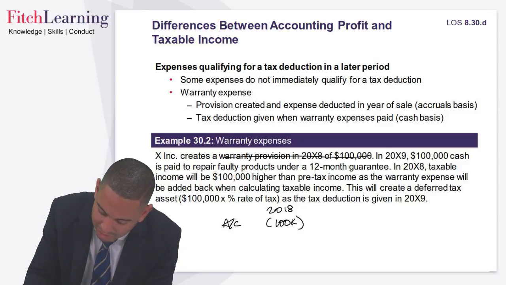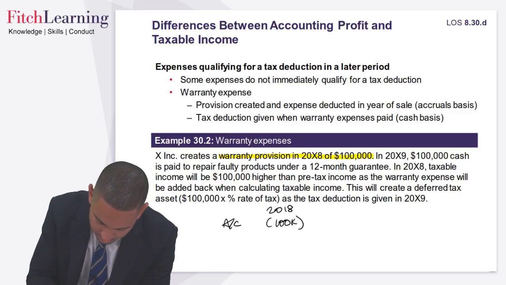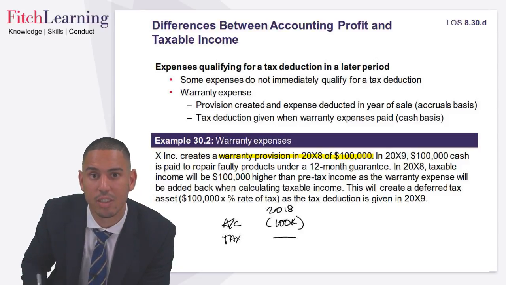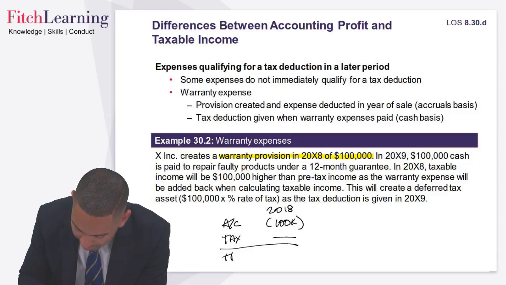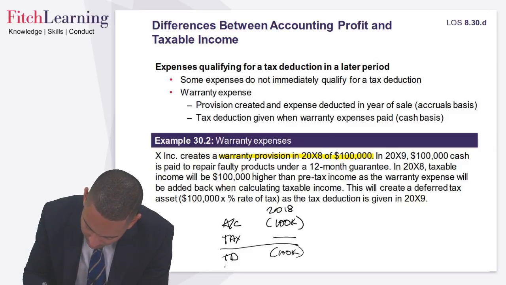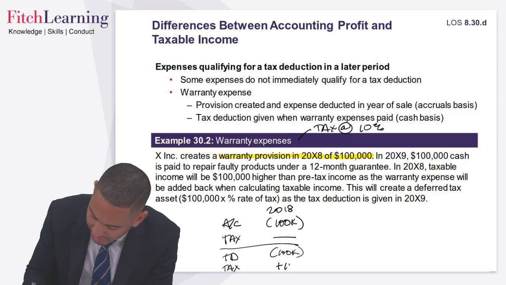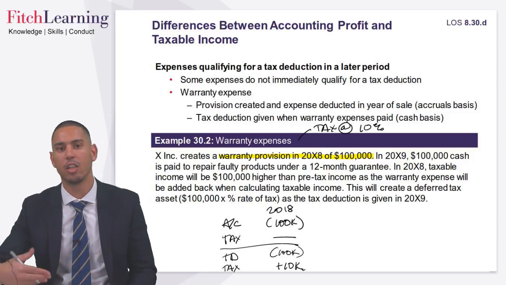So in 2018, per my accounts, I have a liability of 100,000. This is a warranty provision. It's a liability. According to the tax authority, my provision is nothing. In which case, my temporary difference is minus 100,000. And therefore, let me just assume here that the tax is at 10%, let's make it easy. My tax is going to be a benefit of 10k, which I'm not going to take now. I'm going to defer to the future.